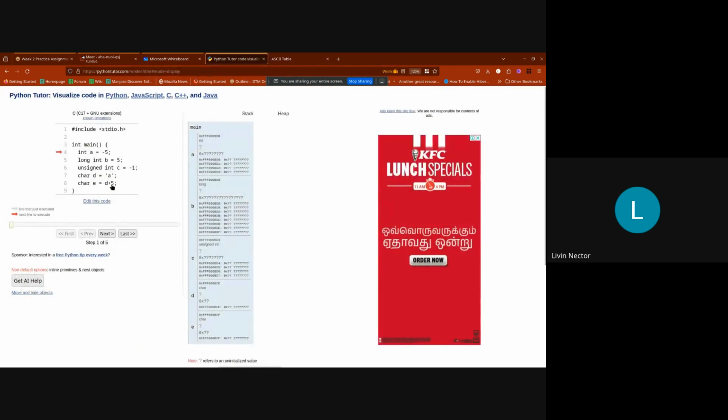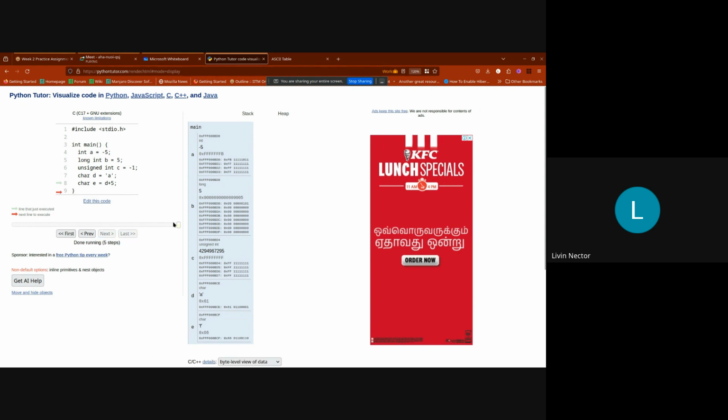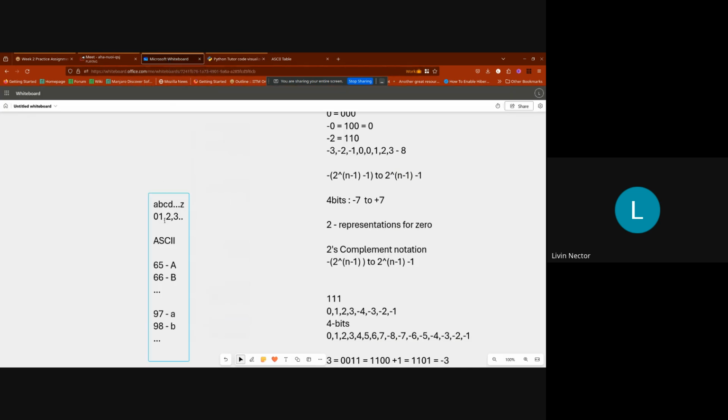You can also see this. I am doing this char A. I am adding 5 to A. So what will be 5 plus A? F. Right? It will be like this. Now you get how this will be represented.